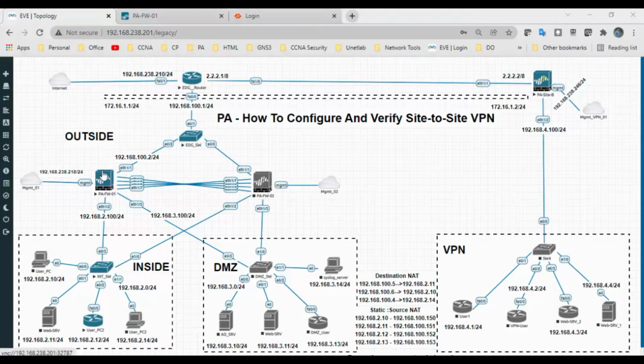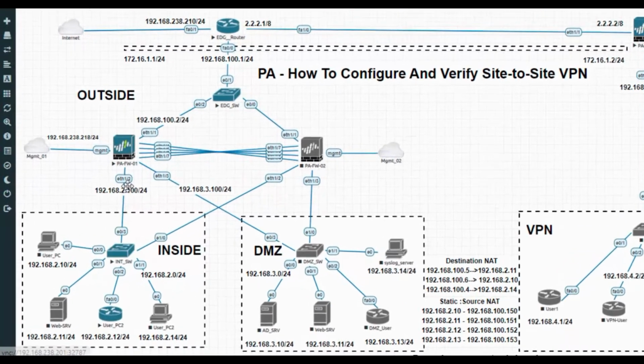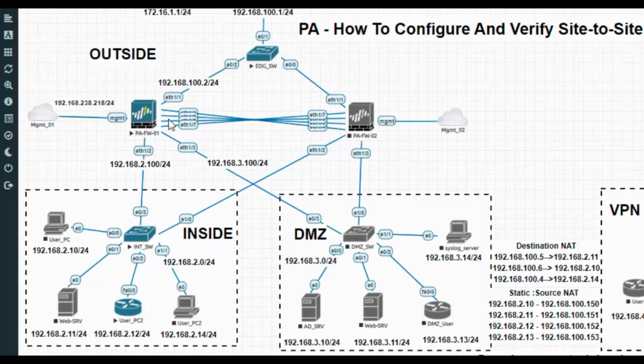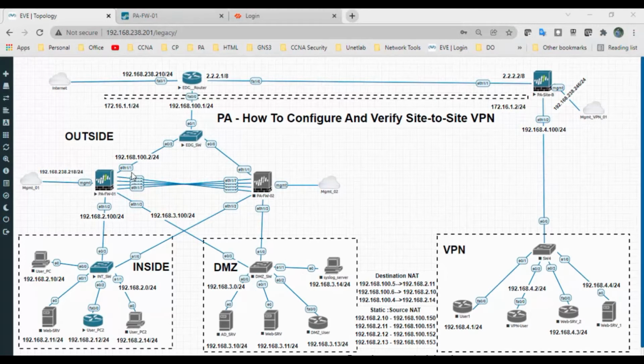So this firewall is already configured with eth1/2 and eth1/1. So I need to configure a tunnel for this, and I need to configure a VPN, and we need to configure a route as well. So let's log in and I will show what I have created.